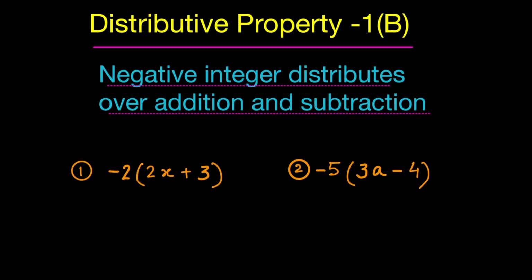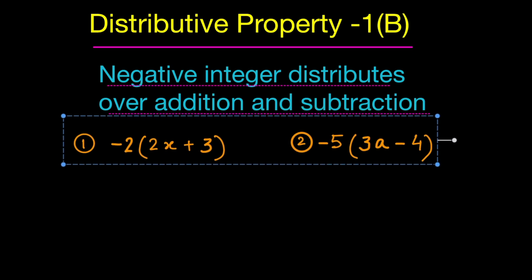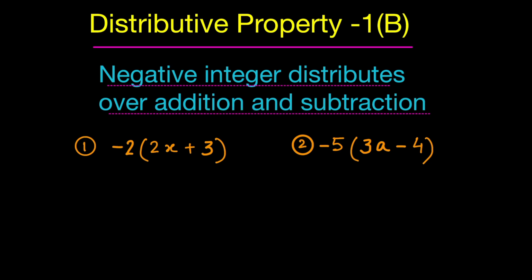Distributive property. Now in this case we do negative integer distributes over addition and subtraction. So the first example on this. So we have a negative integer here, -2, and inside the bracket there are two terms with the addition sign. So this negative integer gets distributed with both the numbers. So how we do this?